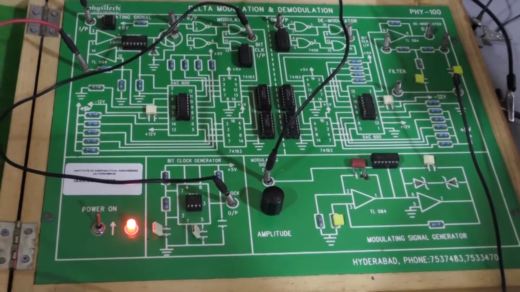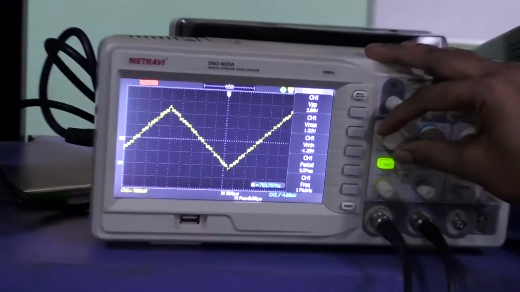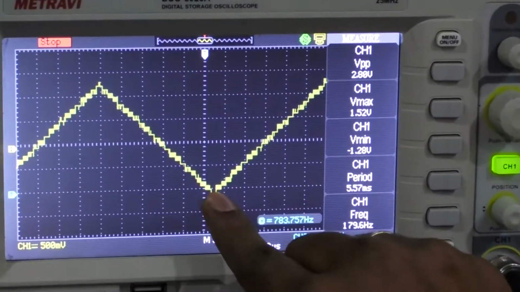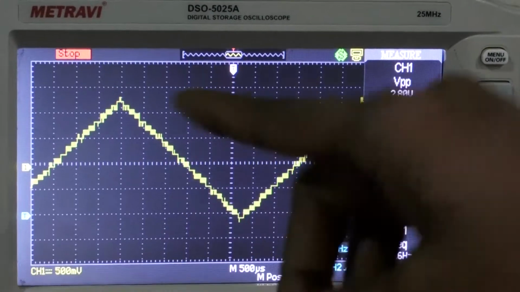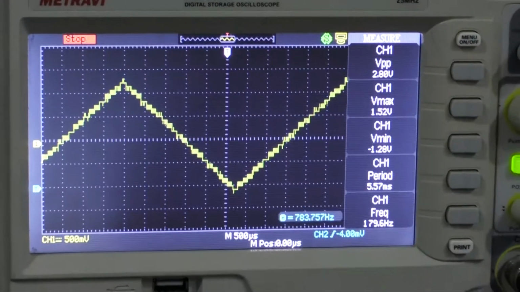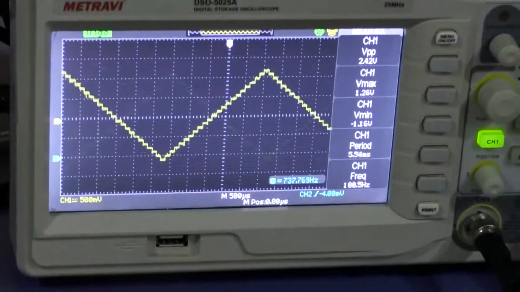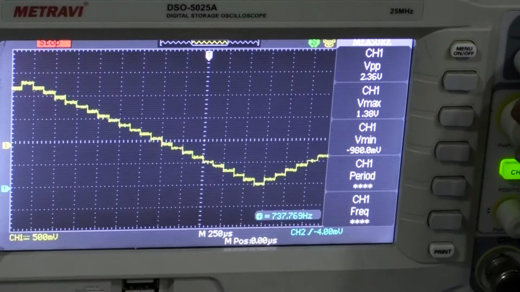Before going to identify the delta modulated signal, I am going to verify the step signal, that is the staircase signal. Here you can observe the staircase of the delta modulated output. This happens due to the comparator of the delta modulator. The comparator compares the previous samples. These are all the sample values. Each and every step indicates one sample. Here you can observe this.